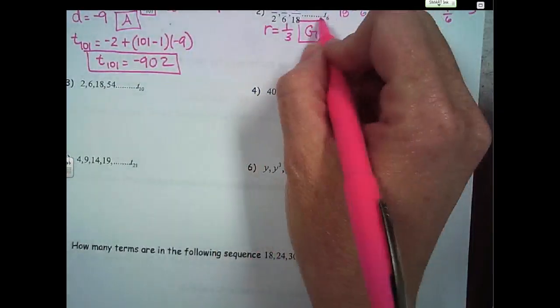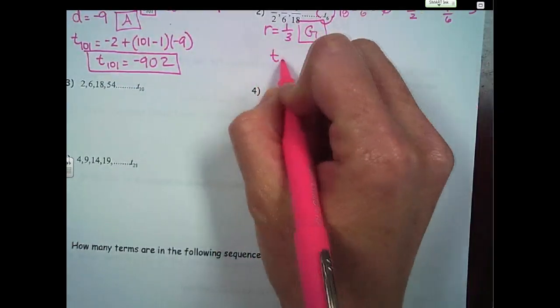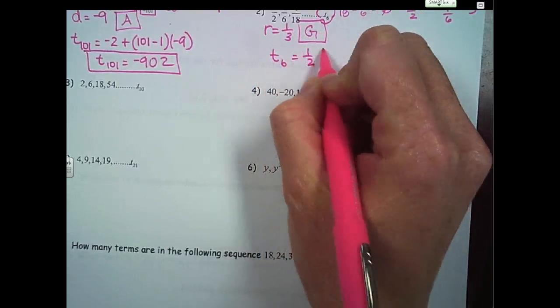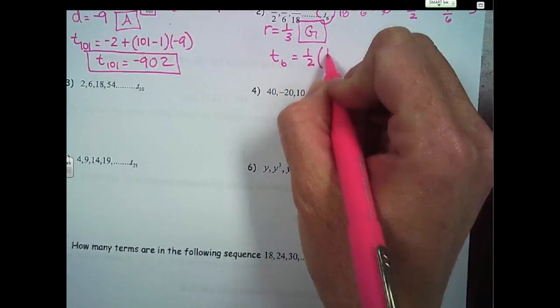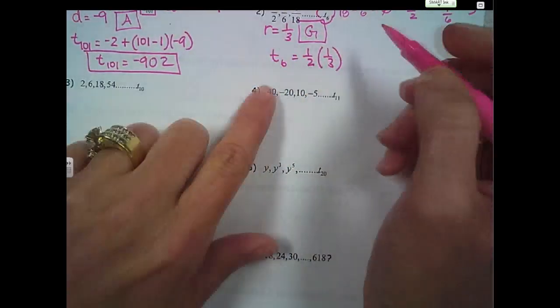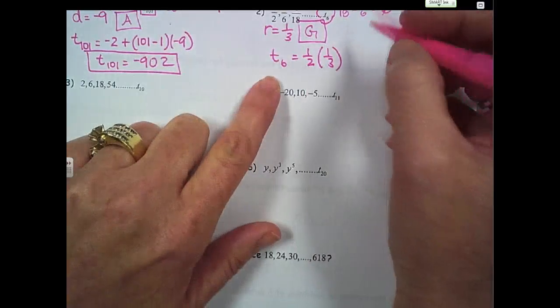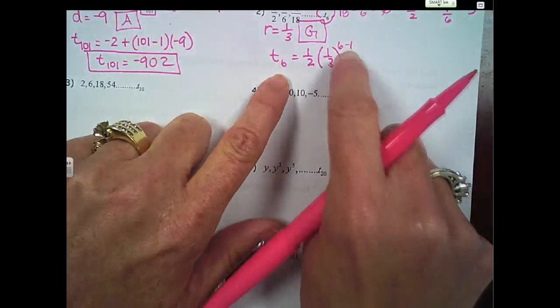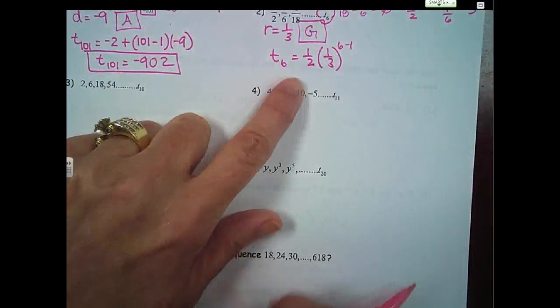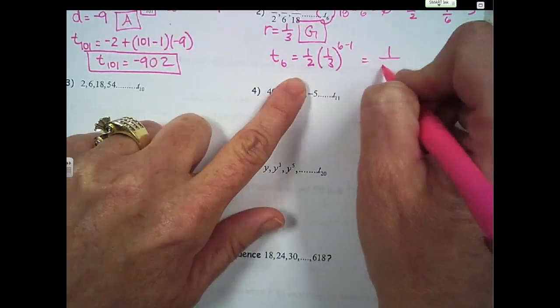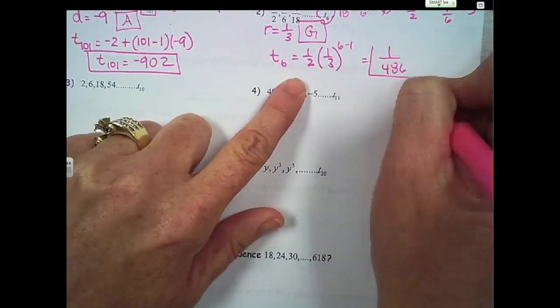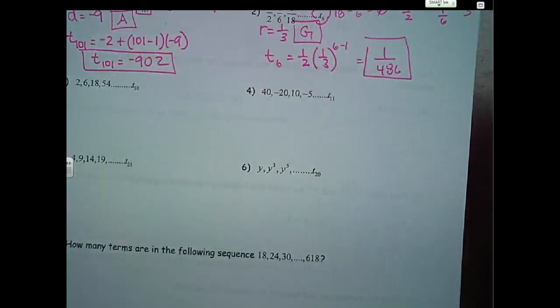So I'm looking for the 6th term. So the 6th term is the first term times my common ratio r, which is 1/3, raised to the n minus 1 power, which in this case would be 6 minus 1, because I'm looking for the 6th term. When you type that in your calculator, you get 1/486. Okay? And then you do the same exact process all the way through for those.